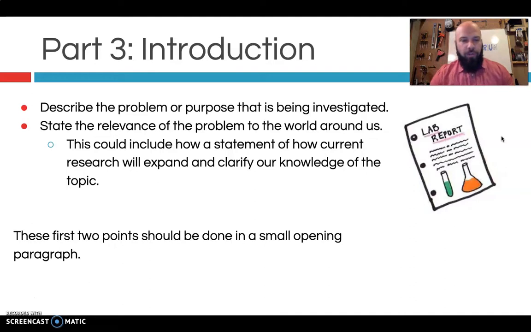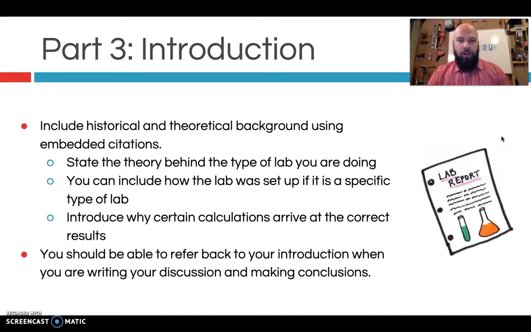So this should be the first two points, could be in a small opening, and then you should go into all the historical and theoretical background that you need. Use embedded citations when you had to research something. If your lab is about titration, I'll use that as an example. If you're doing a lab on a titration, you need to define what that is. What indicators are you using? What is an indicator? Does it have a buffer region? State that buffer region and then cite where you got all that information. You need to do this for every different component within that lab.